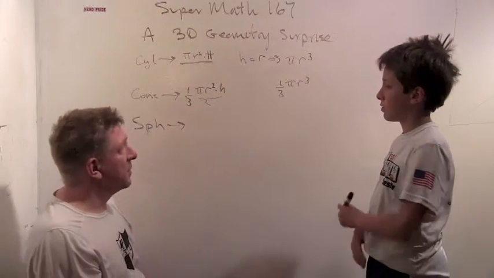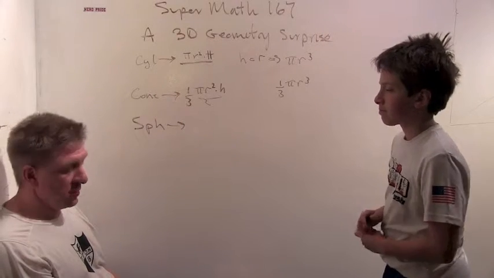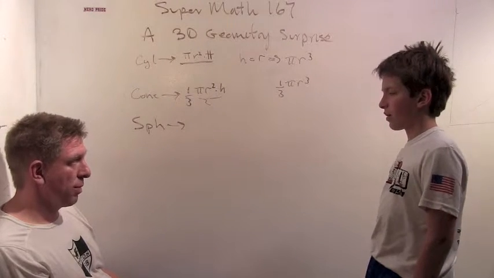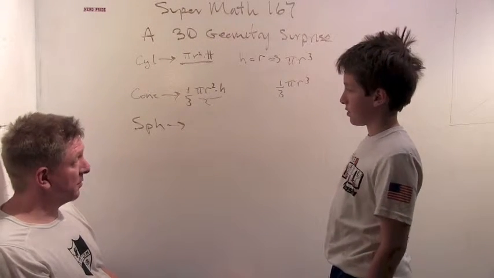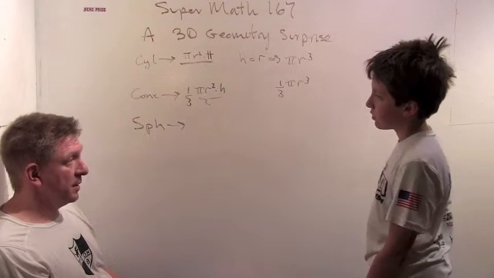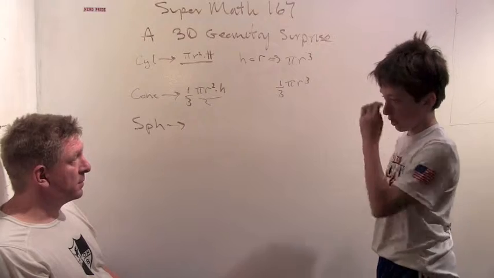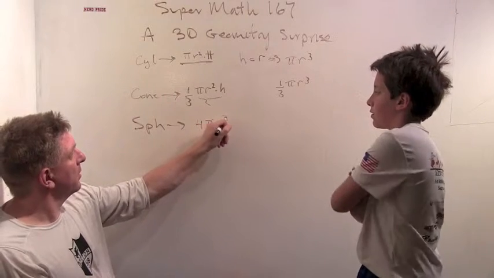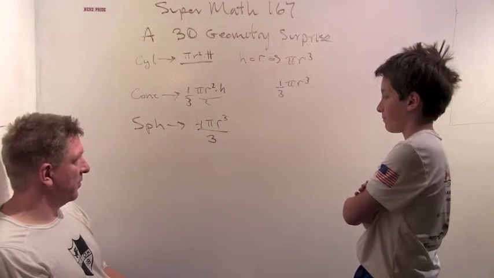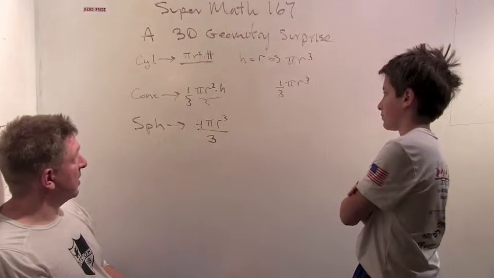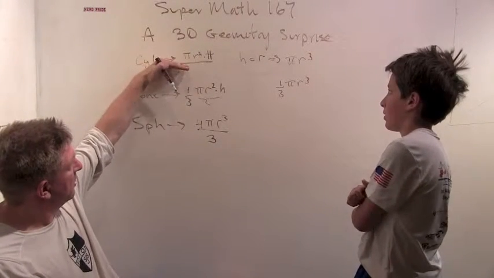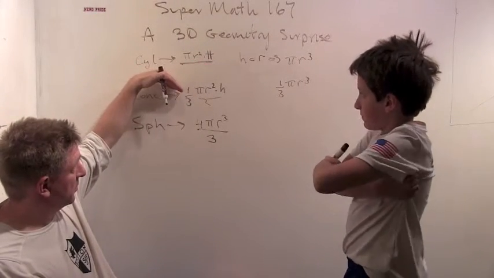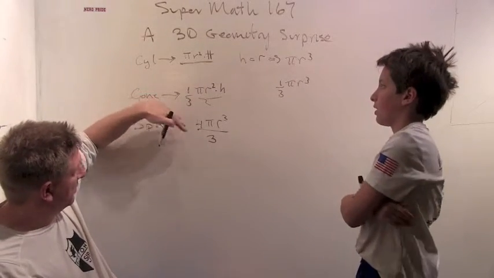Now, we've talked about a sphere. Do you remember what the volume formula was for a sphere? I think it had an r cubed in it. Yeah, it's three-dimensional. It has a pi in it. Was it like 4 pi r cubed over 6 or something? Close. It's 4 pi r cubed over 3. Oh, 4/3 pi r cubed. So the volume of a cylinder is pi r squared times height. The volume of a cone is 1/3 of that. And the volume of a sphere is 4/3 of that.